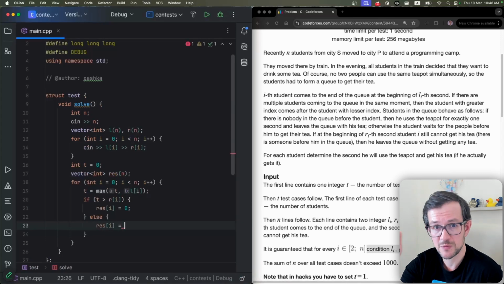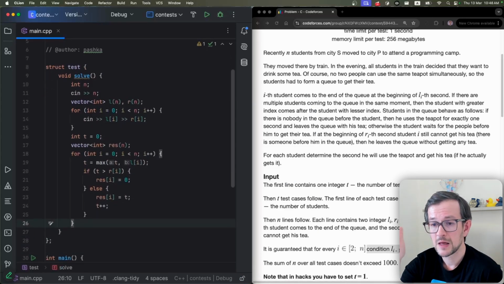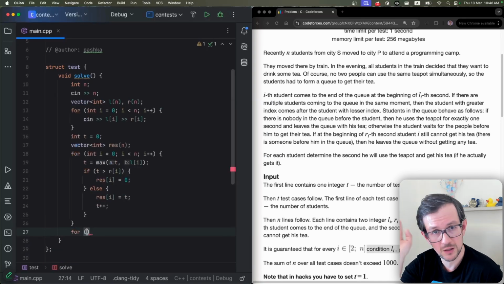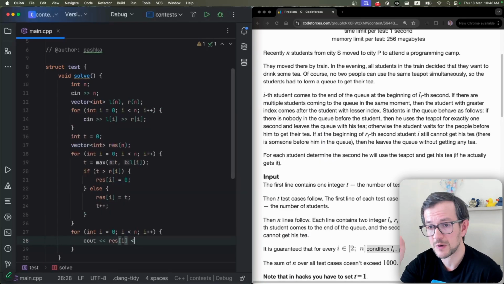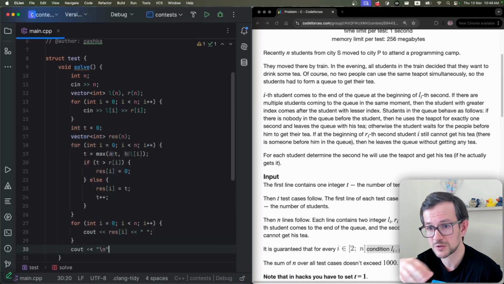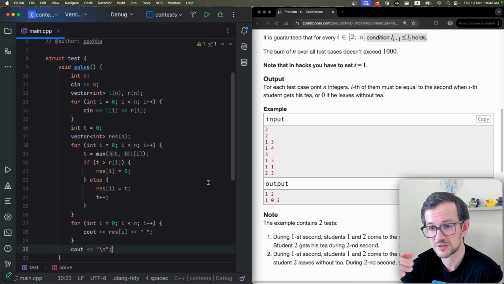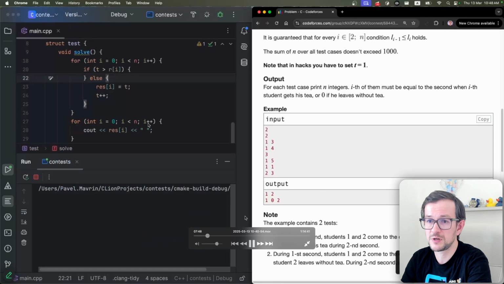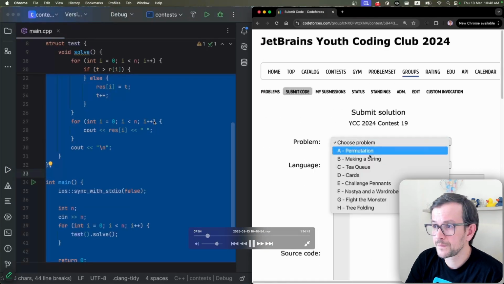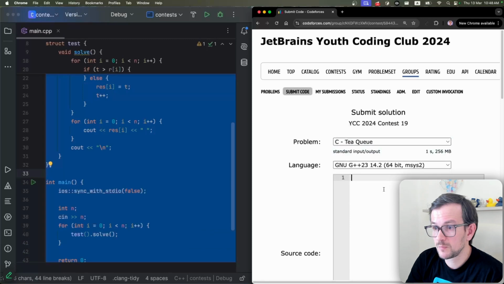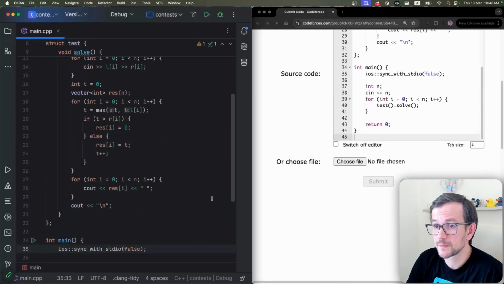I see if the person is still here: if T is less than or equal to R, then I serve them and continue, increasing T. If my time is greater than R, then the person left. So I just make the result equal to 0 here and keep this person. That's the whole solution.